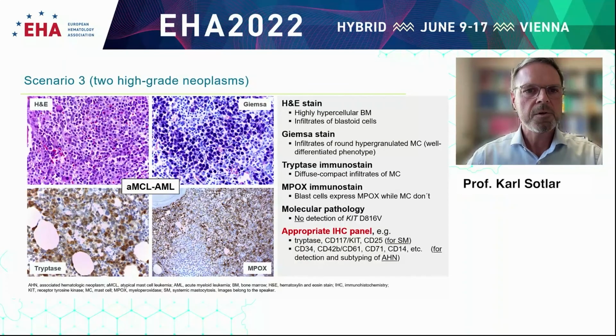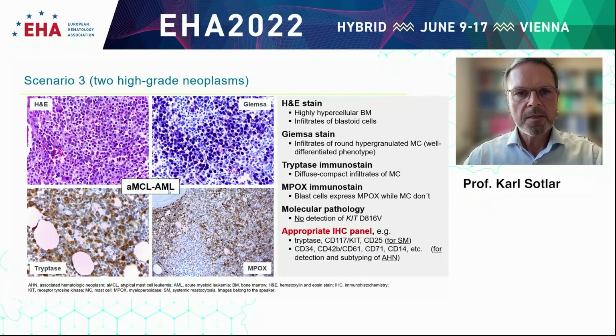And the third scenario is 2 high-grade neoplasms. We see a lot of blastoid cells here, and atypical megakaryocytes. And by using a Giemsa stain, we can see that a lot of these blastoid cells contain metachromatic granules. These are mast cells, as can be demonstrated by the tryptase immunostain. But there are a lot of cells that do not stain for tryptase. These cells express MPO, which mast cells never do. So here we have a combination of aleukemic mast cell leukemia and acute myeloid leukemia.